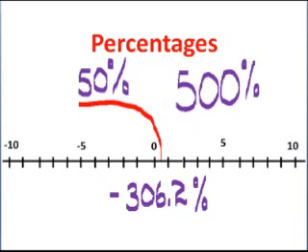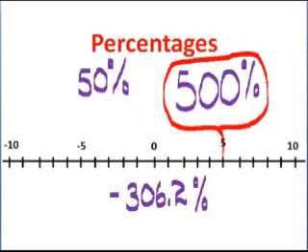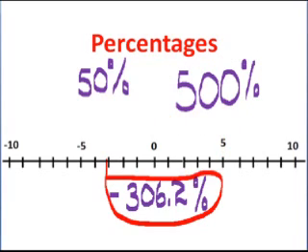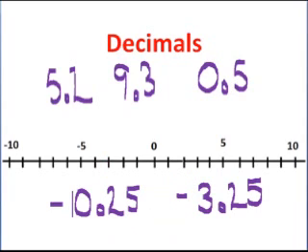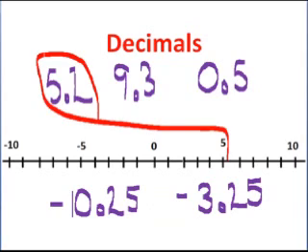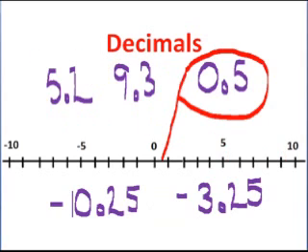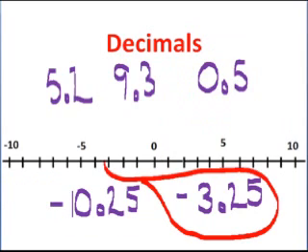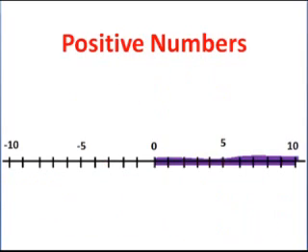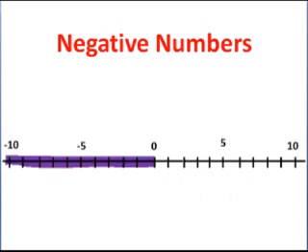Percentages fit on the number line, and so about 500% falls exactly at 5, and -306.2% would fall about there on the number line. Decimals fall on the number line. 5.2 falls about there, and 9.3 falls about there, and 0.5 falls about right there, and -10.25 and -3.25 fall there respectively. We have positive numbers on the number line, and we have negative numbers on the number line.